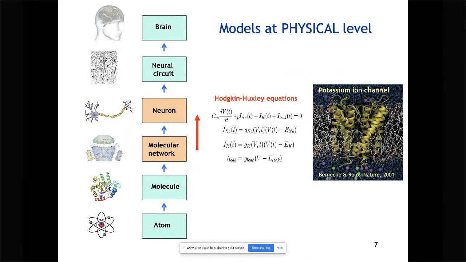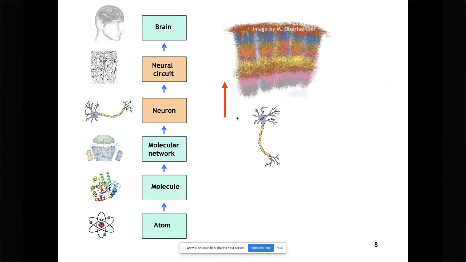So at the physical level, at the brain, we have all these scales. But one thing we're blessed with is that we have quite a good understanding of how neurons work. Starting with the work of Hodgkin and Huxley, we are able to make quite good biophysically detailed models of how neurons work. However, from neurons upwards to the circuit, we are not doing so well. This is much, much harder.